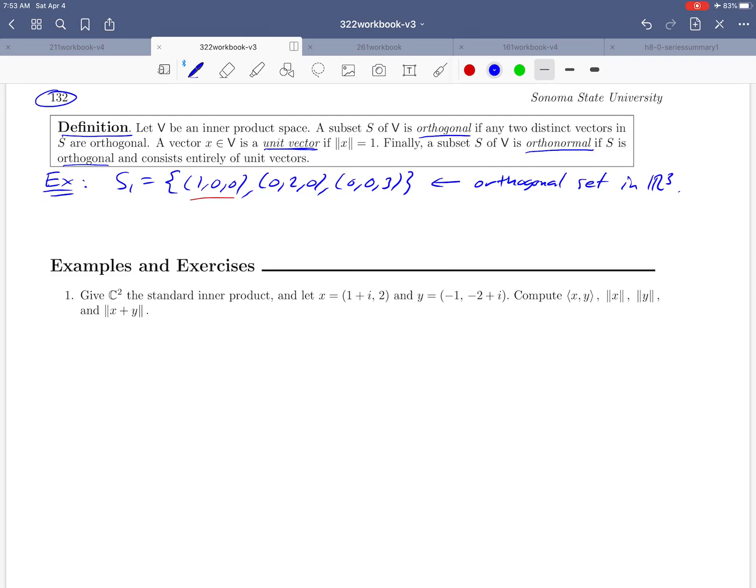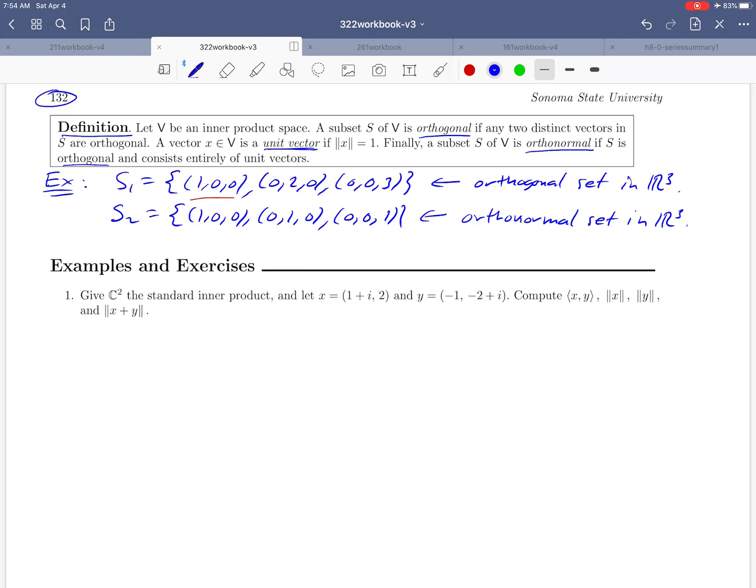Let's give an example of an orthonormal subset of R3. You will probably recognize this as being a very important subset. Notice that all three of those vectors are mutually orthogonal and they're unit vectors. They have a length of 1. You might recognize those as the standard basis vectors i, j, and k from multivariable calculus. So that is an orthonormal set in R3.